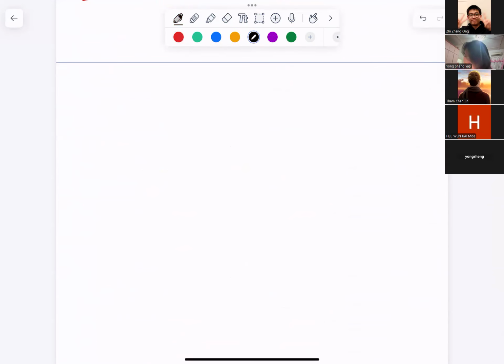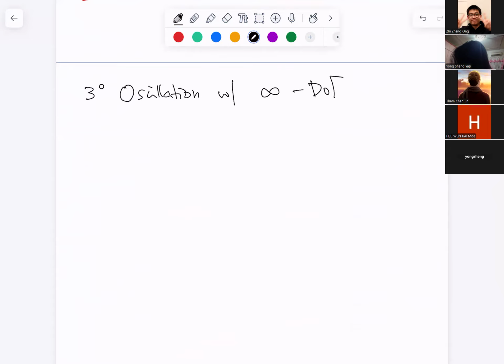So for the last 5 or 7 minutes, I want to talk about systems not with 2 degrees of freedom or 3 degrees of freedom, but systems with oscillations with infinite degrees of freedom. So what do I mean? Let's think about a little bit less than infinite. Let's think about the system again.